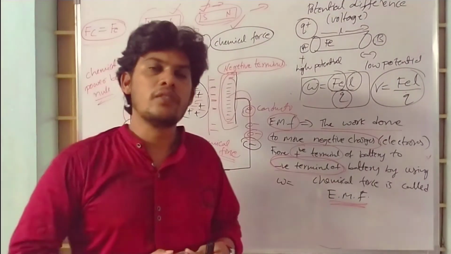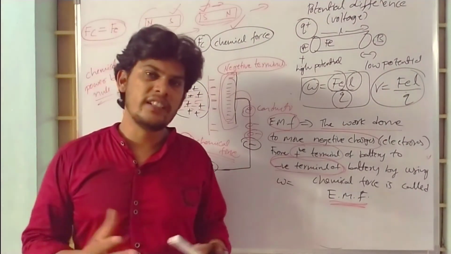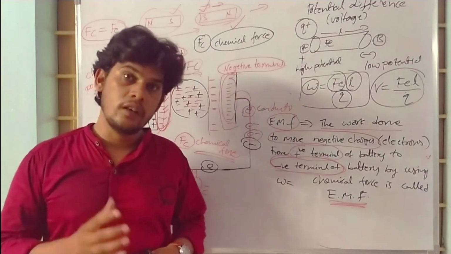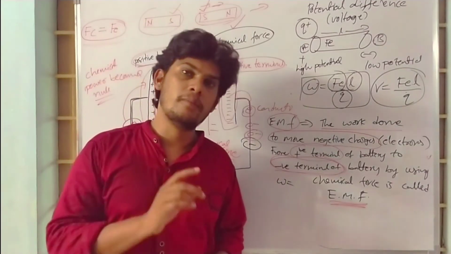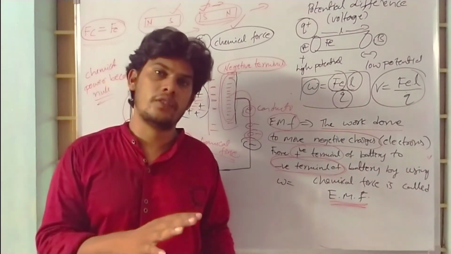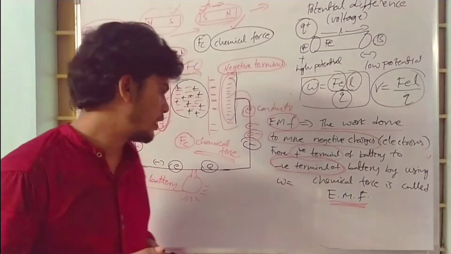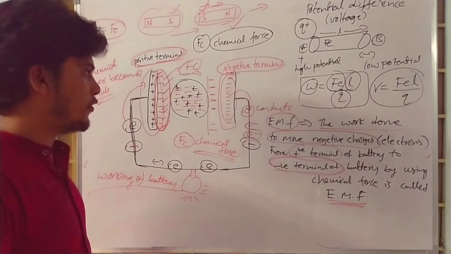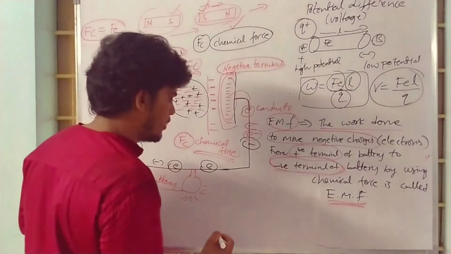Whatever it may be, electromotive force is nothing but work done. What is that work? The movement of the electrons from where to where? From the positive terminal of the battery to the negative terminal of the battery. How is it possible? By applying some force. What is that force? That force is nothing but a chemical force. From this, we can derive the formula of electromotive force. Look at here.